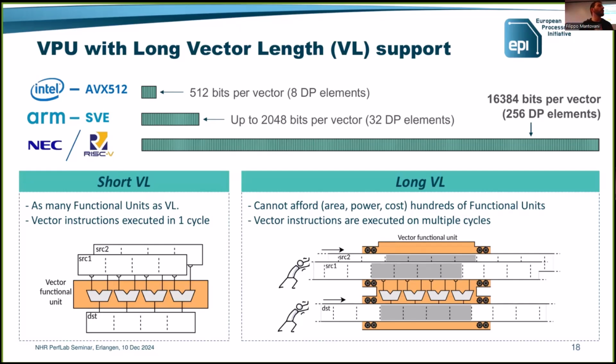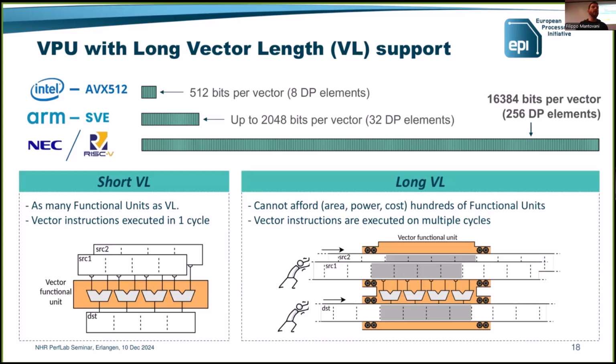A football court of silicon is too expensive, right? So we pipeline the operation on the vector, and we use 8 functional units. So we need 32 cycles to operate a full vector. Depending on the kind of instruction, you have some latency or throughput that is 32 cycles.